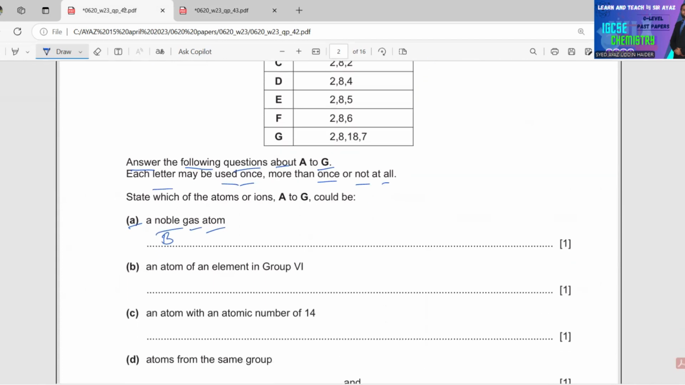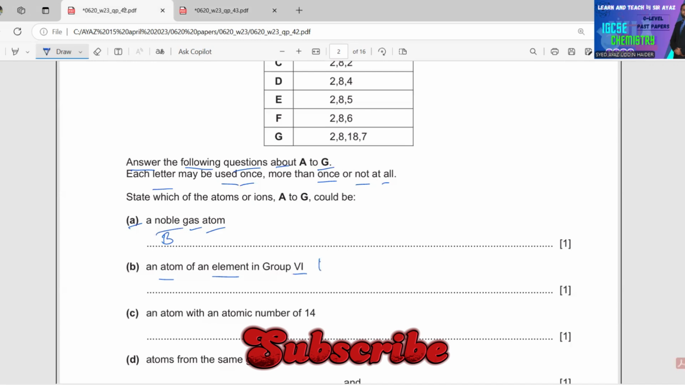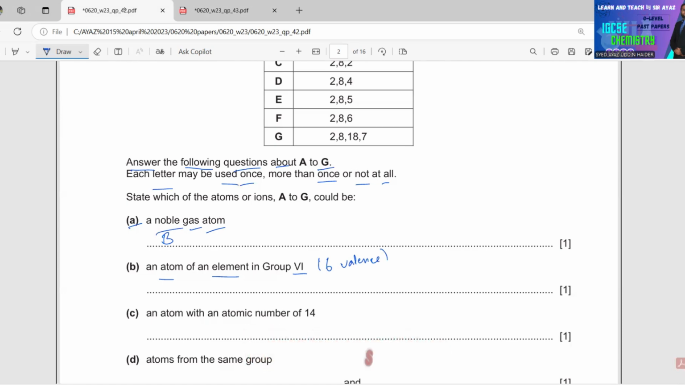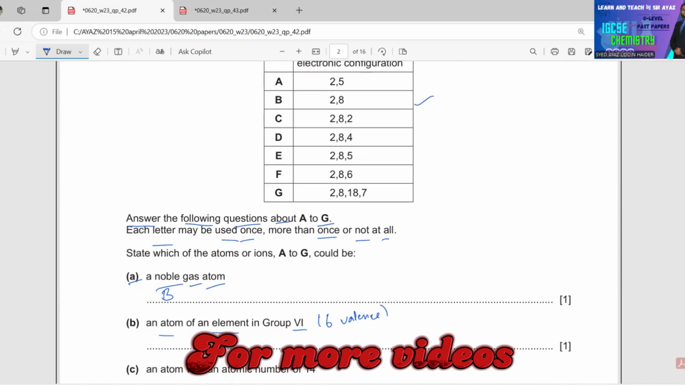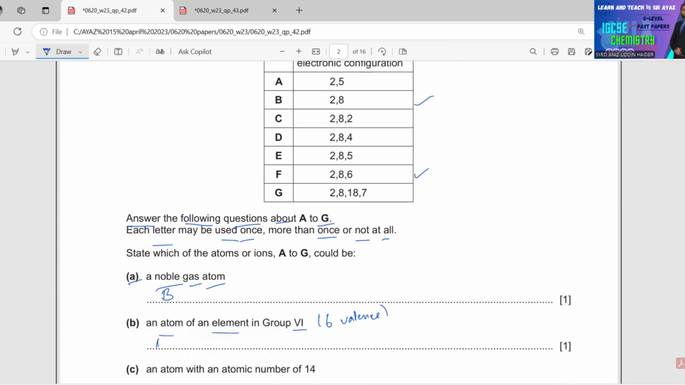Part B, an atom of an element in group 6. So group 6 elements, they have 6 valence electrons. So electronic configuration in which you can see 6 valence electrons will be the answer for this part. And you can see it must be F, 2, 8, 6. That's the configuration given.